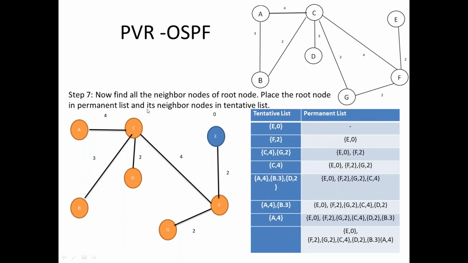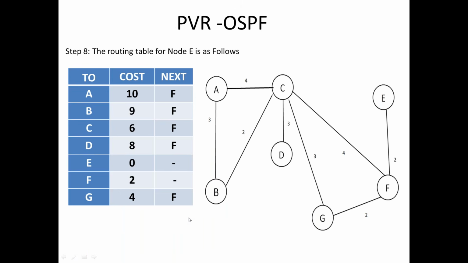And for C, it is 6. For D, it is 6 plus 2, 8, for E it is 0, for F it is 2, and for G it is 4. So this is the final routing table we get for node E.